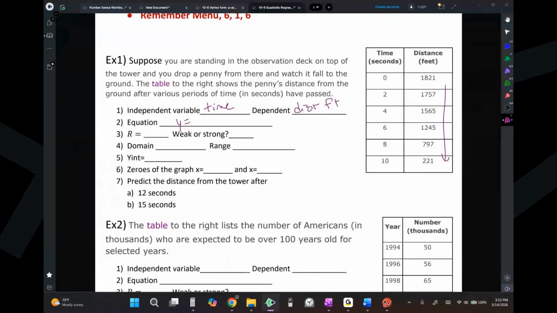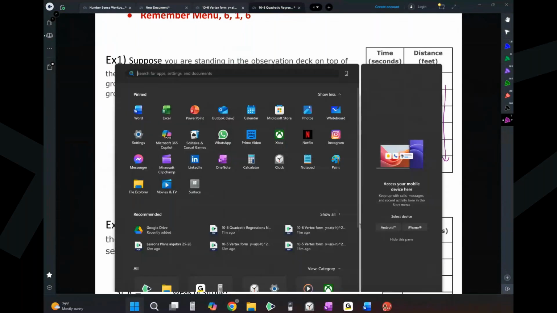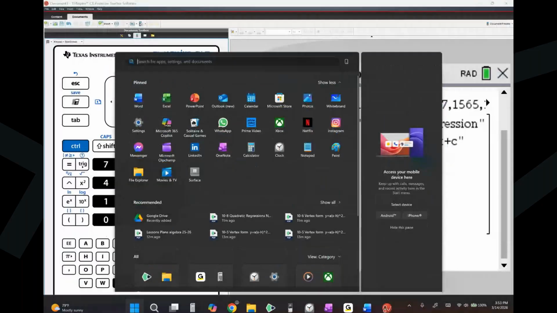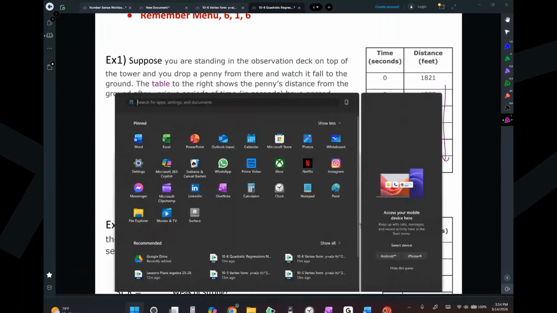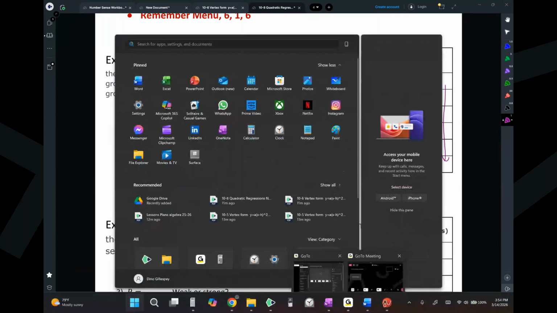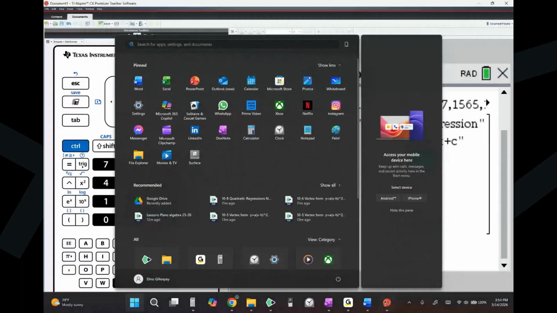Negative y equals negative 16x squared plus, and what do we have? We had plus 1821, right? All right. So there's our equation. And that's not going to be an r value. That's going to be an r squared value, right? And our r squared value, I think, is perfect if I'm not mistaken. Yeah. So the r squared is 1 here.